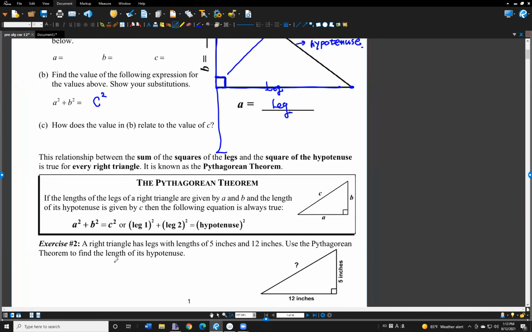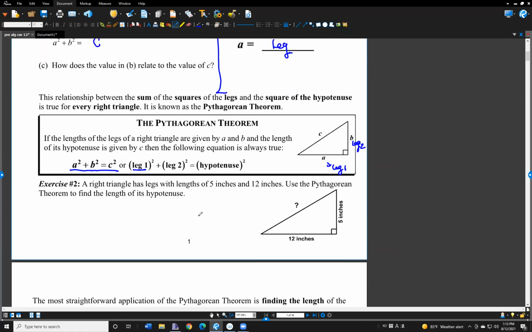You can see it over here. The relationship between the sum of the squares of the legs and the square of the hypotenuse for every right triangle is always equal. You can see that A squared plus B squared is C squared, or leg 1 squared plus leg 2 squared equals the hypotenuse squared. They're always equal.